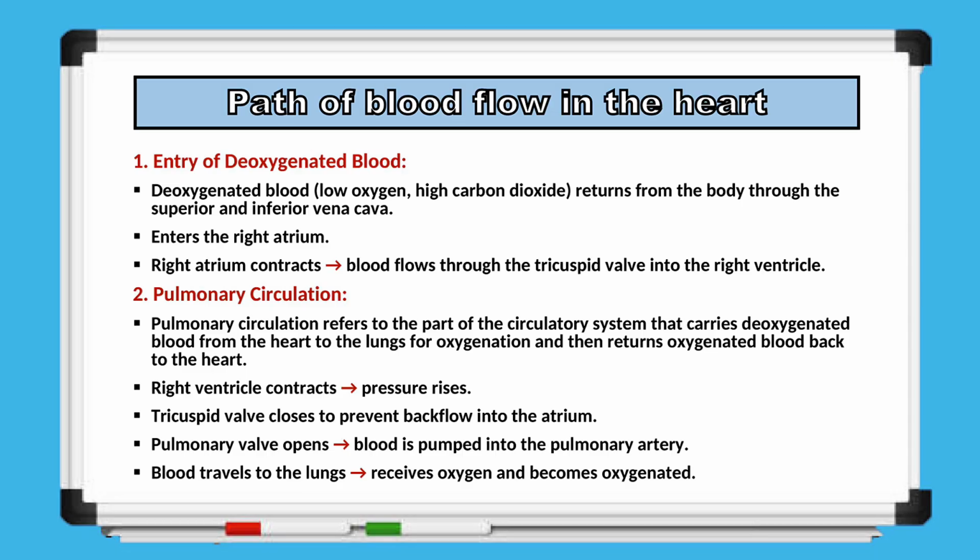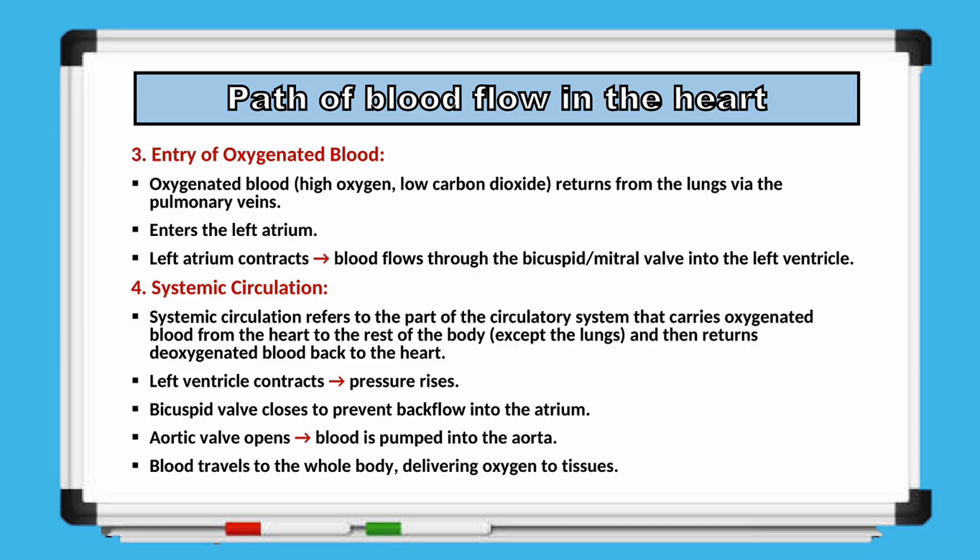Next, the right ventricle contracts, and as the pressure rises, the tricuspid valve closes to prevent blood from flowing back into the atrium. The pulmonary valve opens, allowing the blood to be pumped into the pulmonary artery, which carries it to the lungs. In the lungs, the blood receives oxygen and becomes oxygenated, ready to return to the heart.